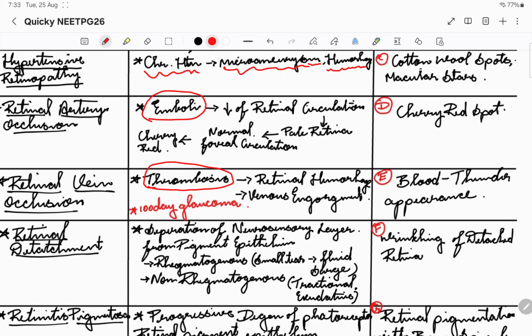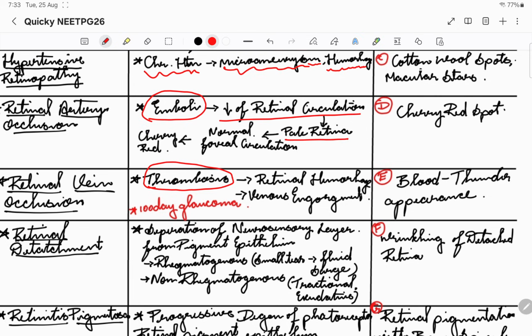There, the vein gets blocked right then and there. But in retinal artery occlusion, the embolus has traveled from somewhere, for example in atrial fibrillation or in chronic hypertensives, so this might happen. There will be reduced retinal circulation, which leads to a pale retina.